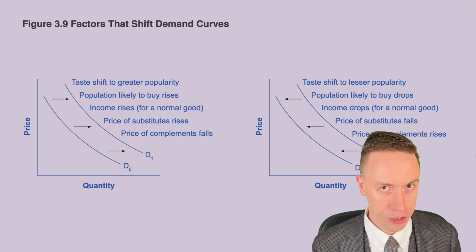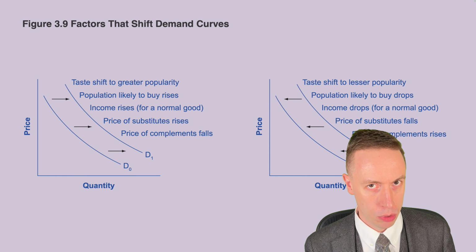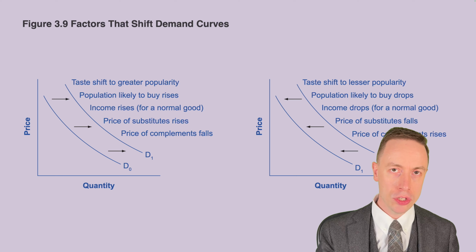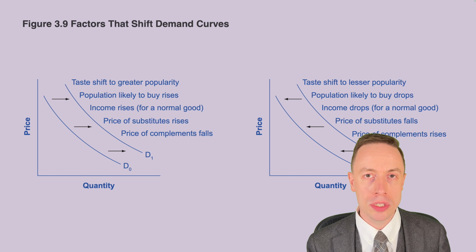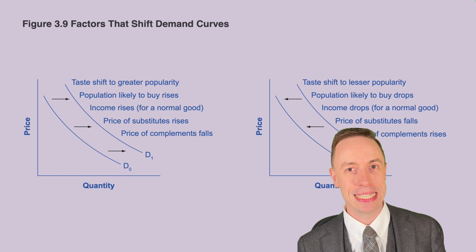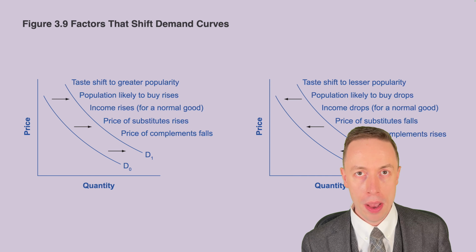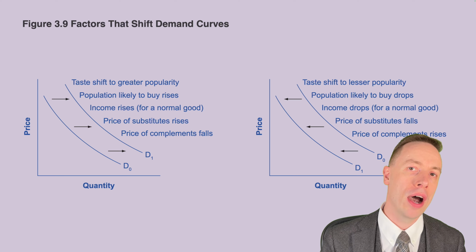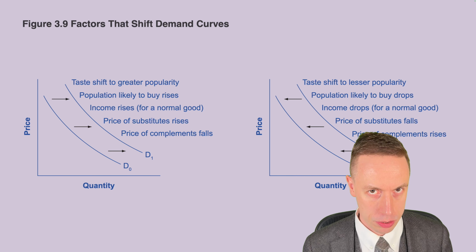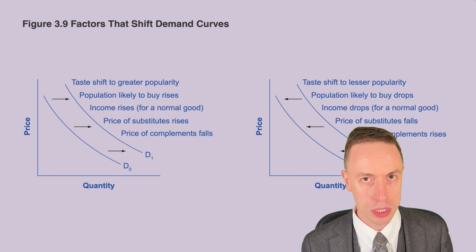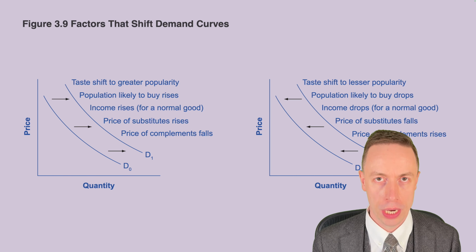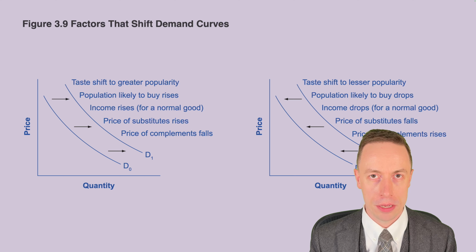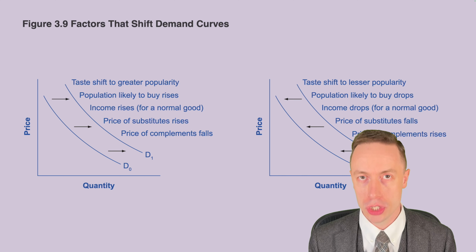Because this can be a little confusing, let me repeat it one more time. The price of the product we're looking at will only move us up and down an existing demand curve. But the prices of other related products, such as complements and substitutes, can shift the demand curve of the product we are looking at. Finally, economics is a social science.